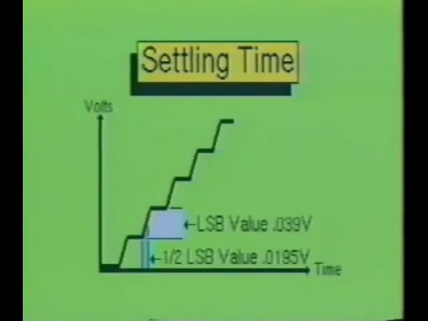Since the settling time is the time required for the output to stabilize within plus or minus 1/2 of the least significant bit value, then we must divide the 0.039 volts in half. Half of this value is 0.0195 volts. Therefore, the settling time would be the time required for the output to reach 0.0195 volts of the expected value. The settling time is typically under 10 microseconds.